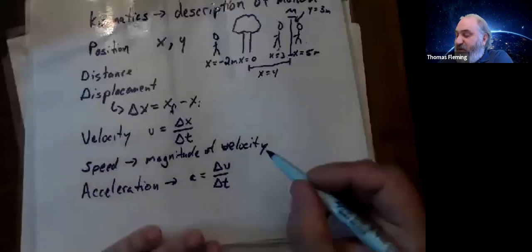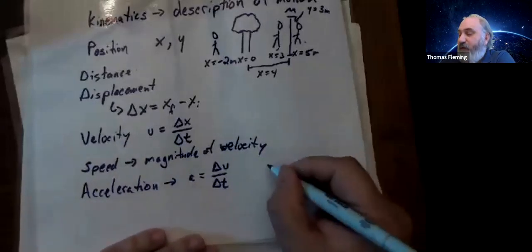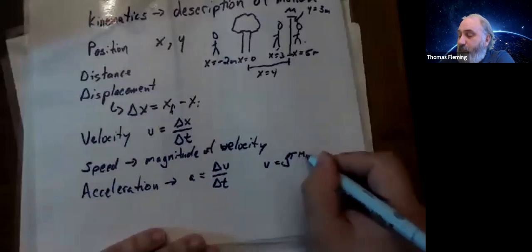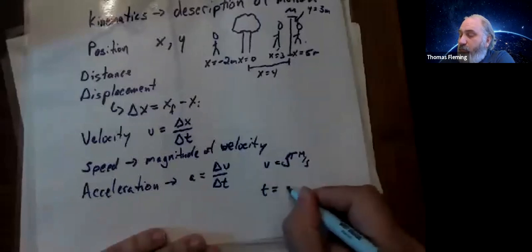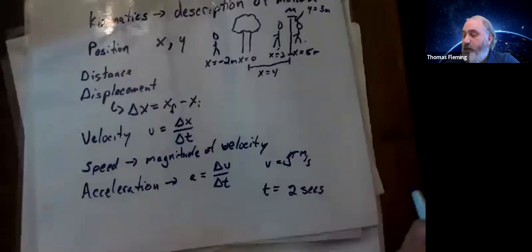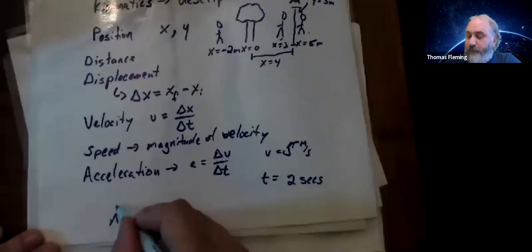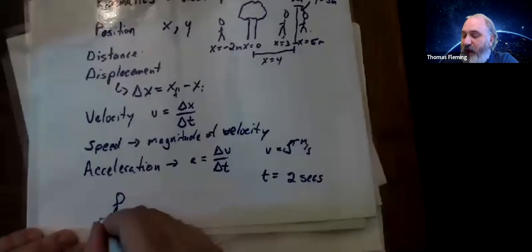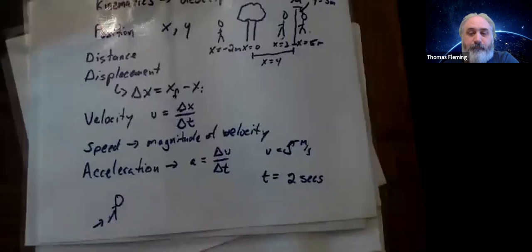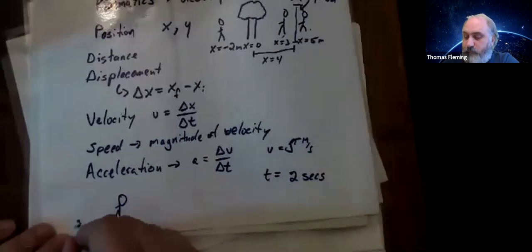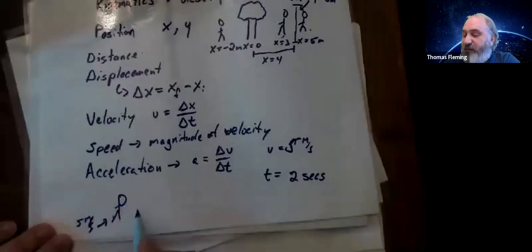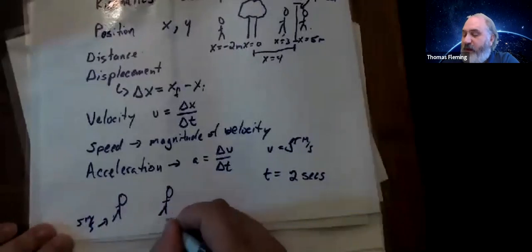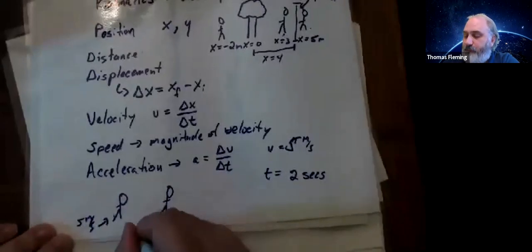But what's going to happen is if I have an object that's traveling at a velocity of 5 meters per second, and it travels for 2 seconds, then here's my object, here's my dude. So when I first start my stopwatch at 0 seconds, how fast is the dude going? He's going at a speed of 5. Now, 1 second later, he'll be over here somewhere. What's his speed when he's here? 5.